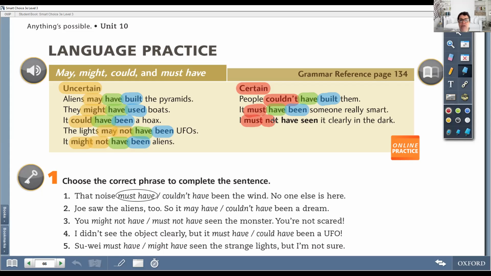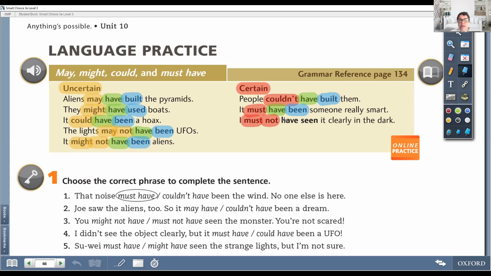Must, and then I just use not. So I must not have seen it clearly in the dark. So for sure, I didn't see it clearly. Okay, and here we have again the auxiliary have. Oh, sorry, guys. The auxiliary is in green. I'm sorry.